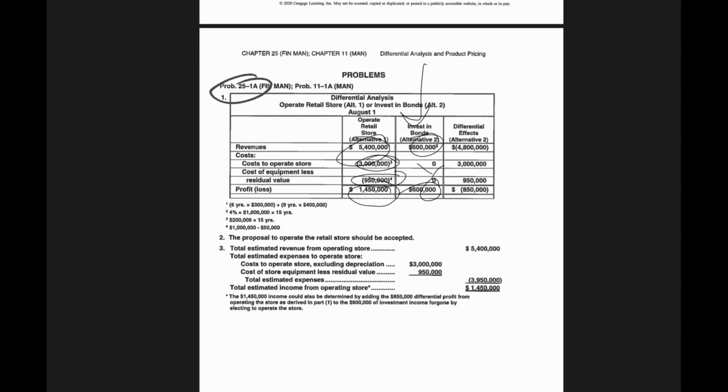So the proposal should be, based on those results, we should operate the retail store. Number 3, if the proposal is accepted, what should be the total estimated operating income of the store for the 15 years? Well, total estimated revenue from operating the store, 5.4 million. Cost to operate the store, 3,950,000. So we're looking at total estimated income from operating the store, 1,450,000.